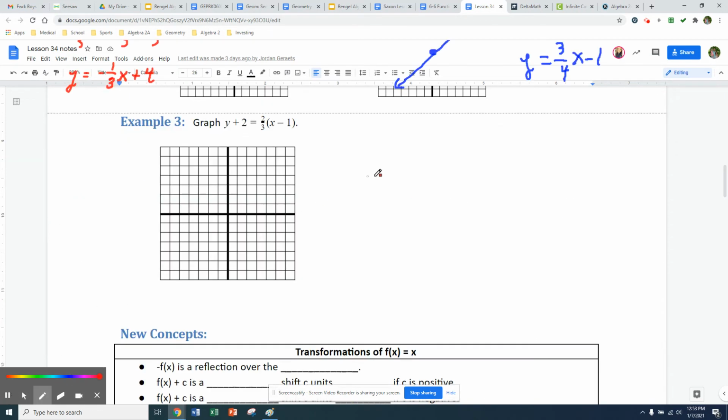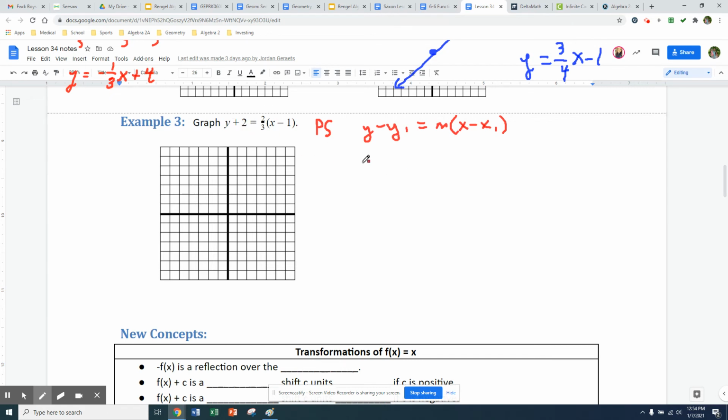In example 3, we are going to practice graphing an equation that's in point-slope form, which I sometimes just abbreviate as PS. So point-slope is going to be y minus y1 equals m times x minus x1, where the y1 and the x1 are a point that's on the line, and m represents the slope.